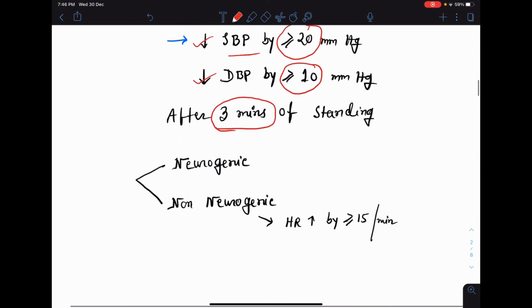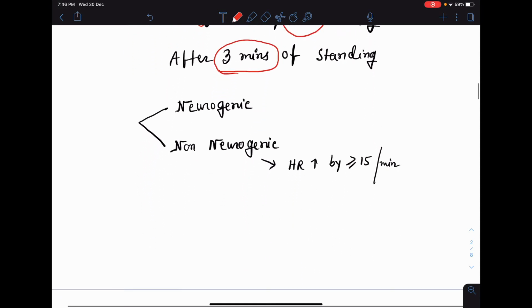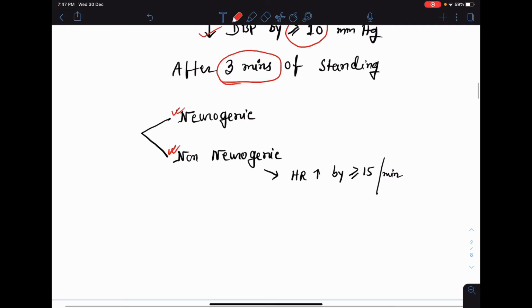Now, orthostatic hypotension can be neurogenic or it can be non-neurogenic. So how do we differentiate clinically between neurogenic and non-neurogenic orthostatic hypotension is that we should look at the heart rate. In cases of non-neurogenic orthostatic hypotension, the heart rate should increase by more than or equal to 15 beats per minute on standing.